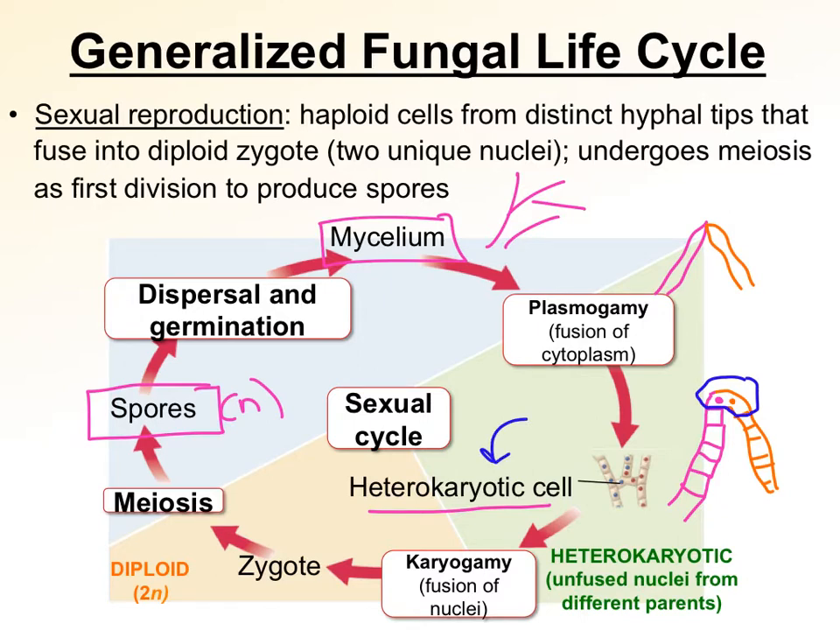So the nuclei are still separate. So here, I'll draw some nuclei in the other ones so you can see the nucleus in the other cells. But what's interesting in this heterokaryotic cell is that the cytoplasms have fused, but the nuclei have not. Right, so heterokaryotic: unfused nuclei from different parents. At some point after that state, then you fuse the nuclei. You're going to then have the diploid state, and then immediately they're going to undergo meiosis and reproduce the spores.